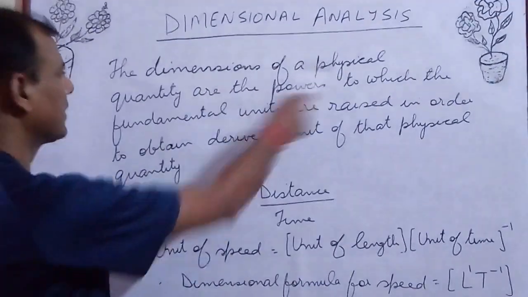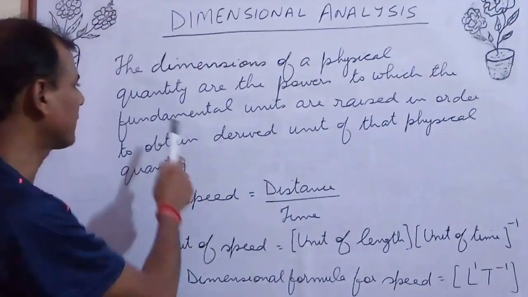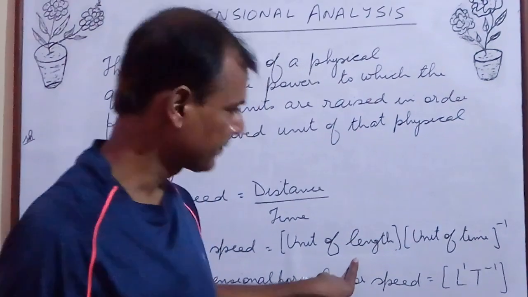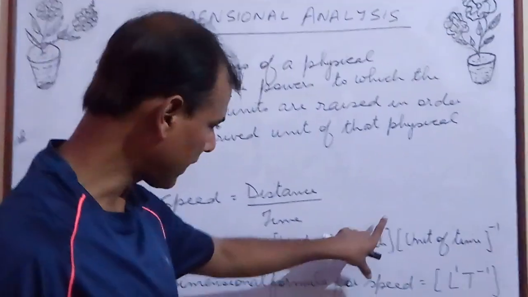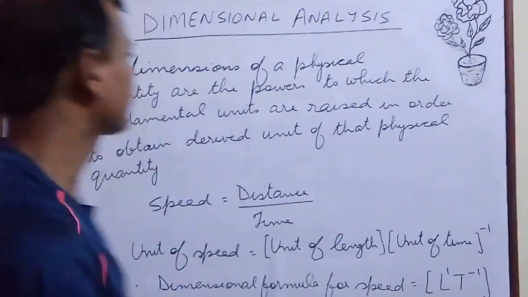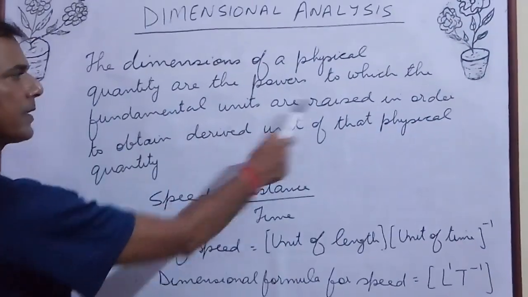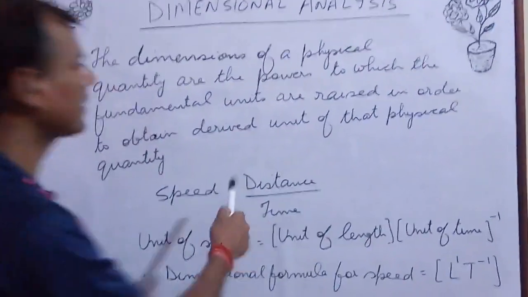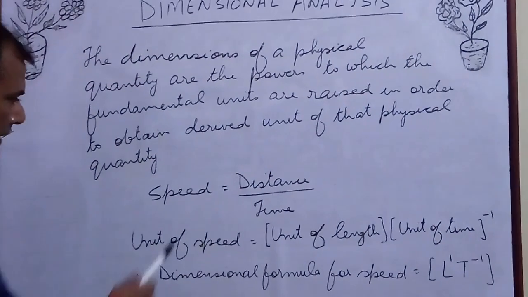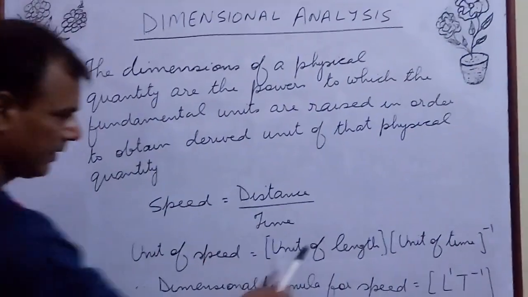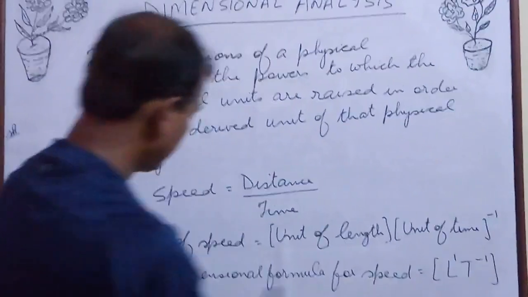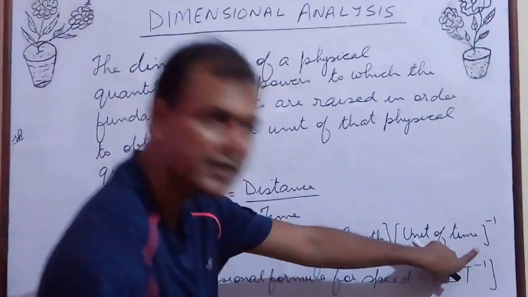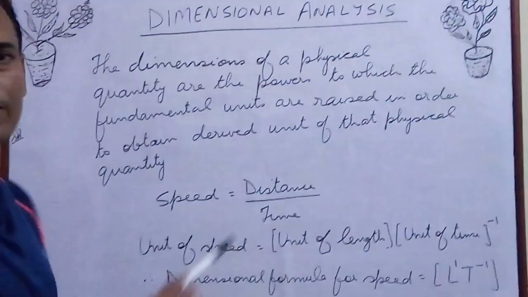So dimensions of a physical quantity are the powers to which the fundamental units are raised. Length is a fundamental unit, time is a fundamental unit. So the powers to which the fundamental units are raised in order to obtain the derived unit of that physical quantity is called the dimensional formula. Again, speed is distance upon time, length, time to the power minus 1. The dimensional formula for speed becomes L1 T minus 1. So these powers which are raised to the fundamental units are called the dimensional formula of that quantity.